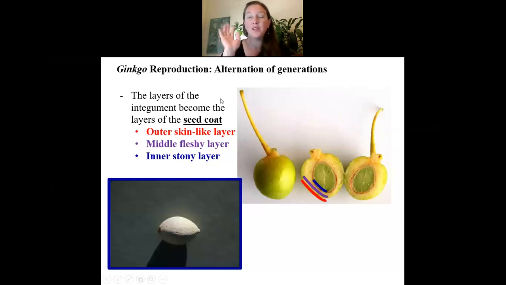Maybe you've walked down a block one time and been like, what is that rancid butter smell? Now you can look down and say, oh, look, they planted all the female ginkgo trees here.